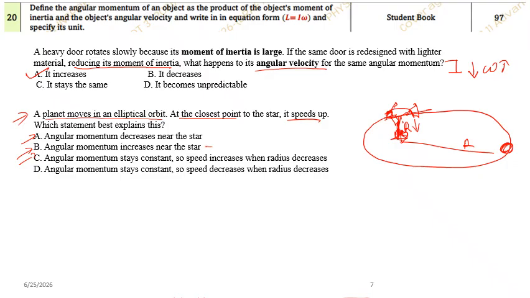See, near this particular star, the radius is decreasing. For the system, the moment of inertia will decrease. So omega must increase, right? So which option can be correct? C can be correct. Okay, C will be the correct option.